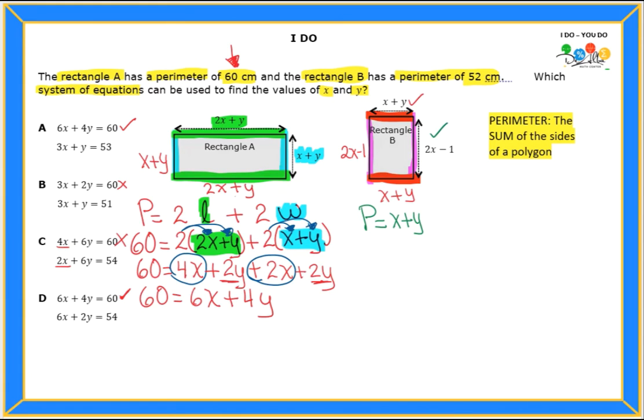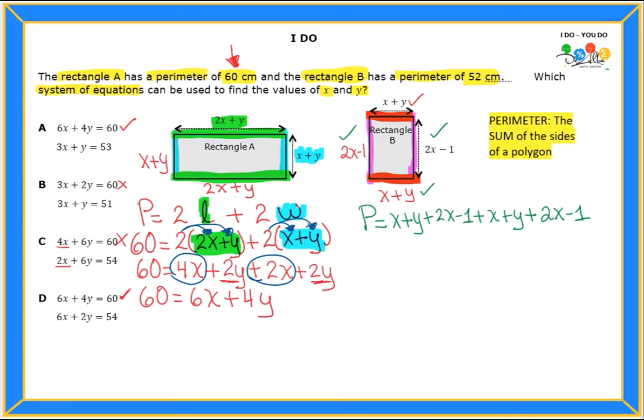I'm going to move to the 2x minus 1. So I need to add up 2x minus 1. And I need to continue adding the x plus y. And I'm going to add the last one as 2x minus 1. Okay? This looks like a long expression, right? But it's okay. We can still find the terms that I can combine.